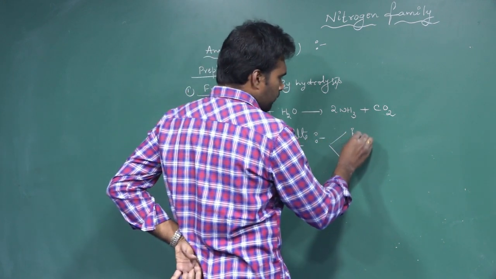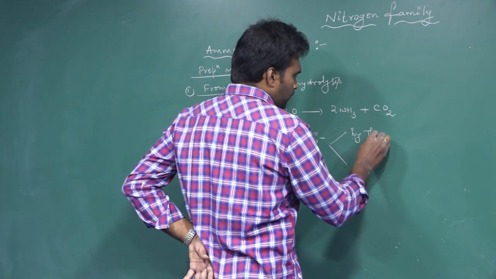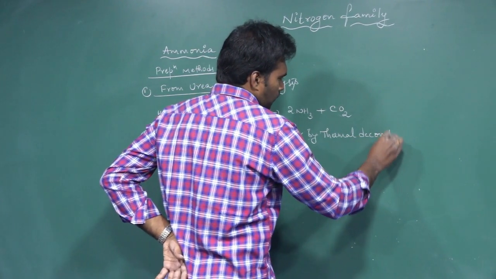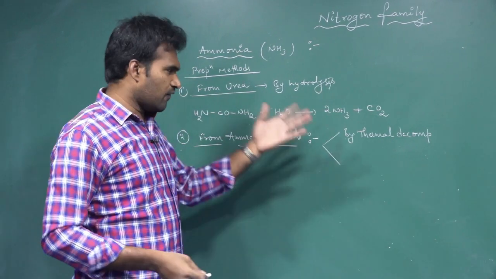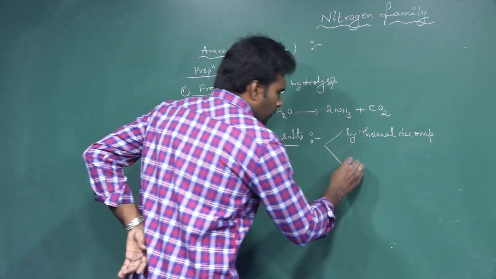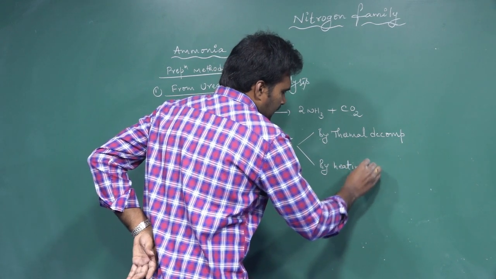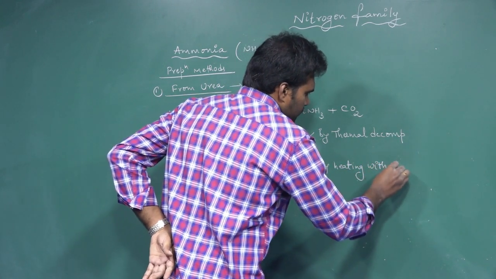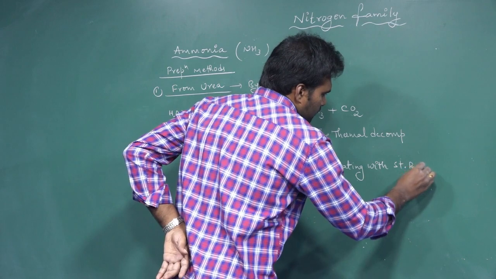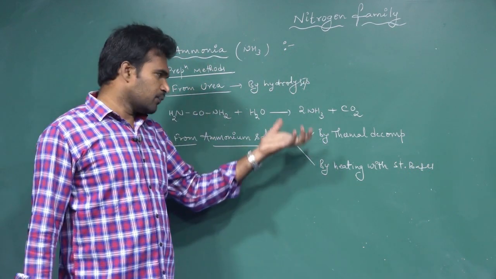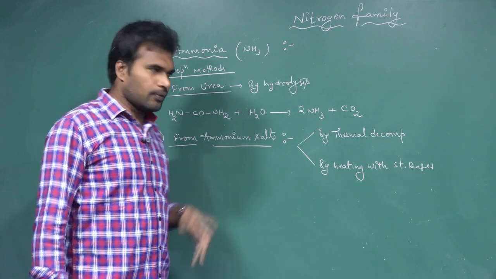One, by thermal decomposition, we can prepare ammonia. And another one is by heating with strong bases. By treating them with a strong base, we can prepare it. Let us see both the ways with one example.